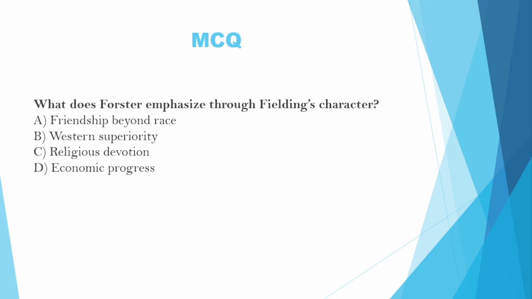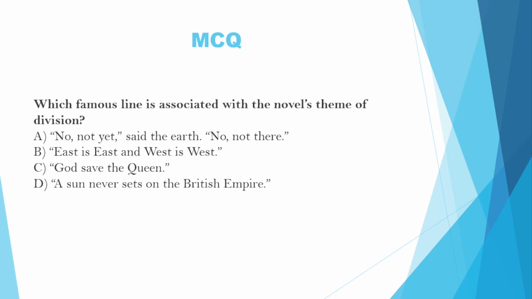Next question is, what does Forster emphasize through Fielding's character? Option A friendship beyond race, option B Western superiority, option C religious devotion, option D economic progress. The correct answer is A, friendship beyond race.